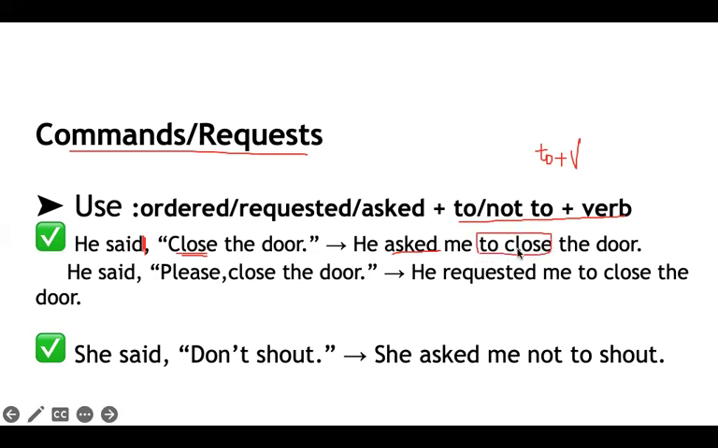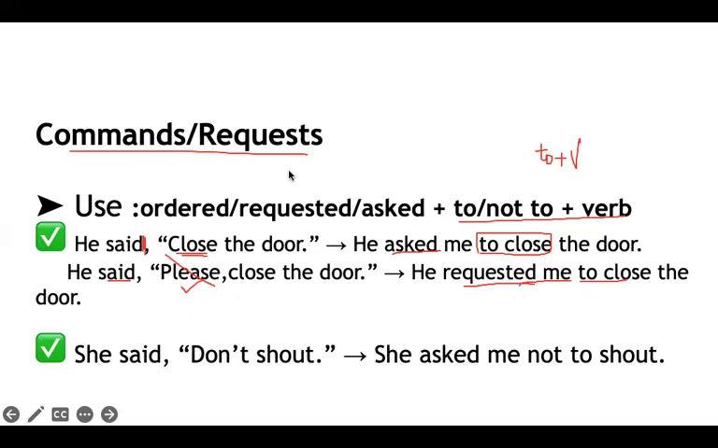We have to do it with to plus verb, to close the door. He asked me to close the door. Now he said, please close the door. Now here we see this request tone. So what do? First of all, change the reporting verb to requested, not requested to me, but requested me. And we will remove please. And again, we need to plus verb, to close the door. He requested me to close the door.